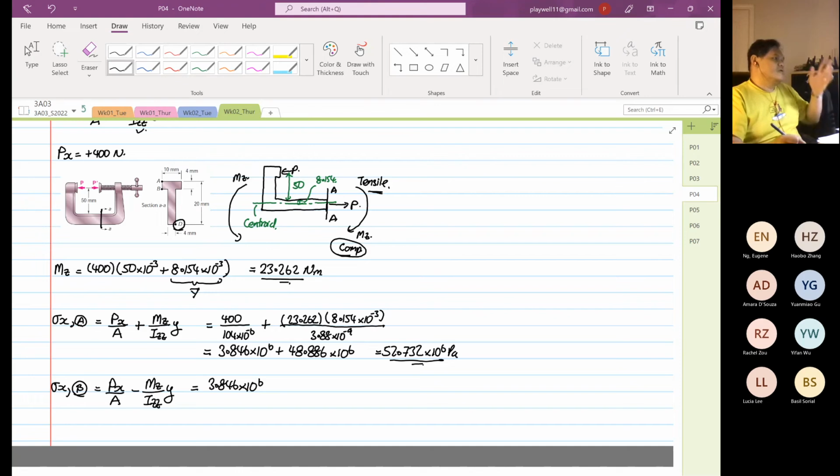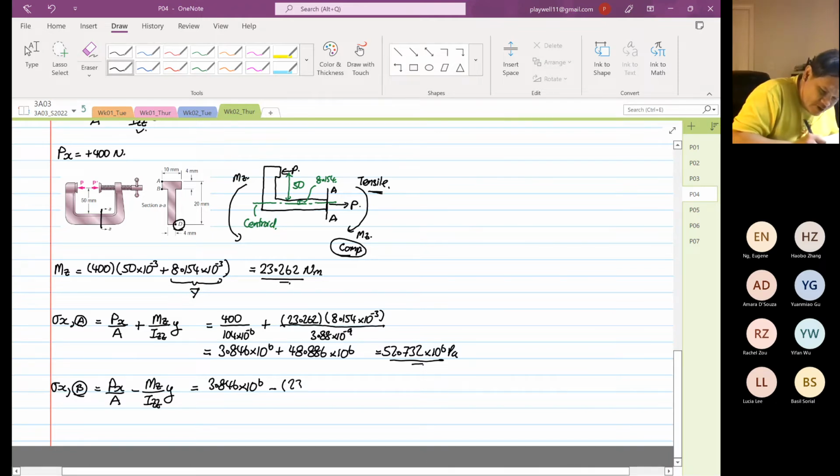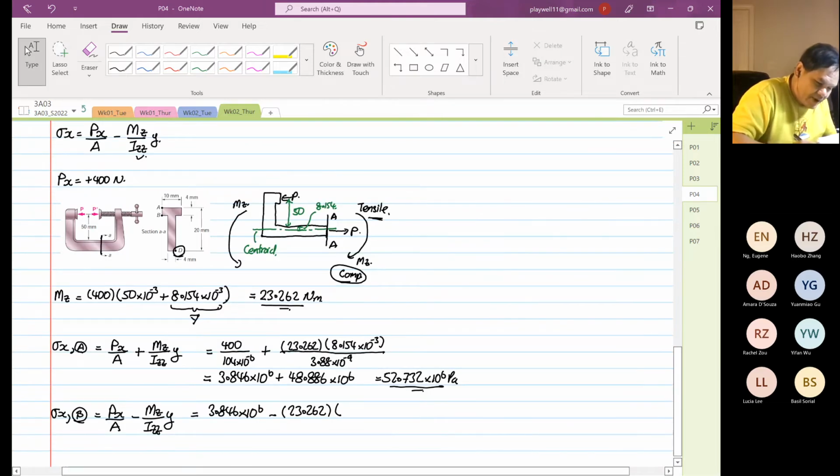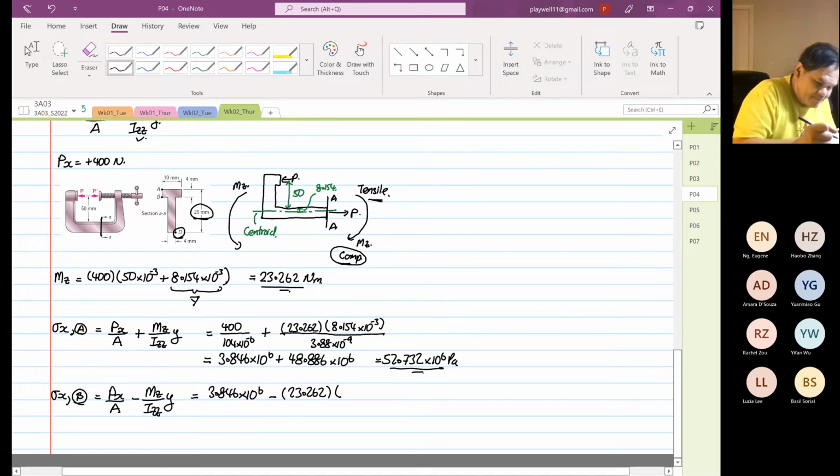That the axial load, or the stress due to axial load, is uniform. Then now you have minus, now it's 23.262. Now you have to take 8.154, the entire structure is 20. So point D relative to the centroid is equal to 20 times 10 to the power minus 3 minus 8.154 times 10 to the power minus 3, and then divide by 3.88 times 10 to the power minus 9.